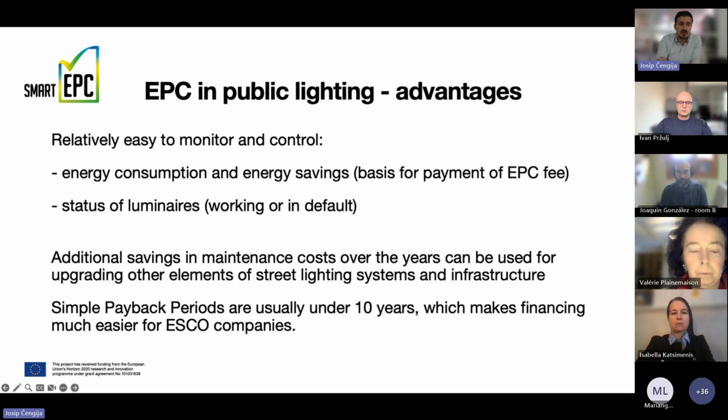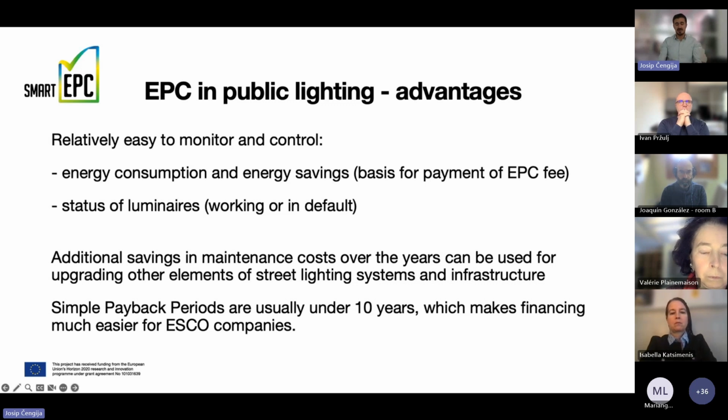As we said, it's quite easy to monitor and control energy consumption in public lighting. You just practically compare your monthly energy bills, and you see how much energy you're using, and it's quite easy to shift the responsibility to the party that is responsible for achieving those energy savings. Also, it's quite easy to see the status of luminaires. Are they working or not? Of course, if they are not working, then we have achieved energy savings because they are not using energy. But of course, this is not the goal. The goal is to achieve energy savings with all of the luminaires working.